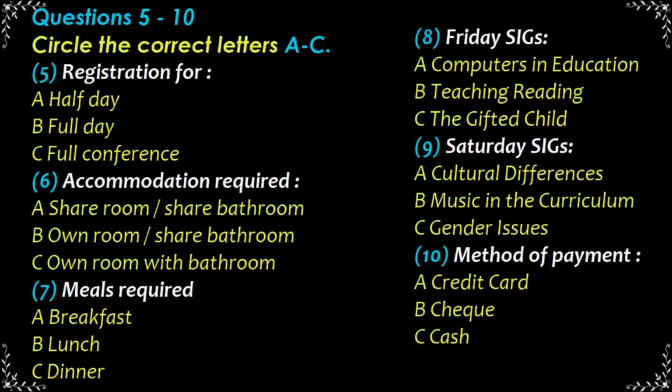They all sound interesting. But technology in the classroom is really my area of interest, rather than reading. So I'll go for that. I can probably read up on the gifted child topic myself. Right. And then the Saturday options are a session on cultural differences, or there's music in the primary curriculum, or you could go to the one on gender issues in the classroom. Wow. Can I go to them all? They all sound fascinating. Afraid not.